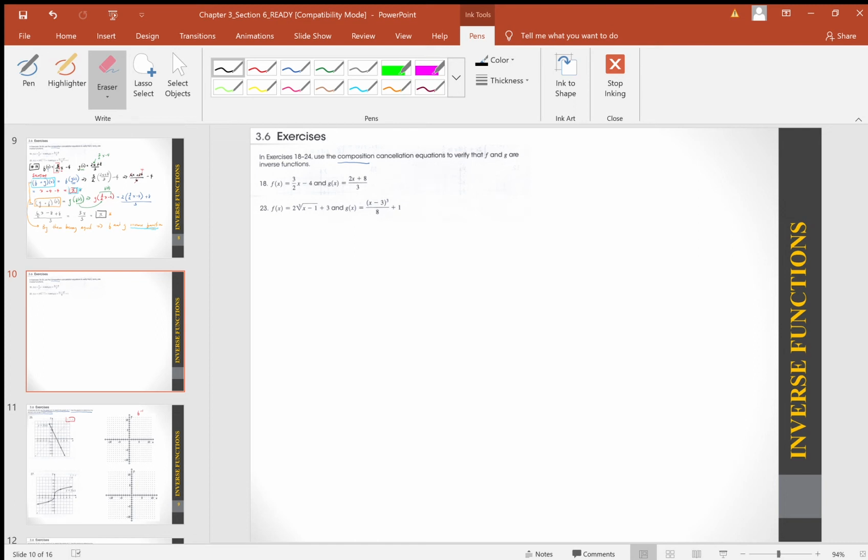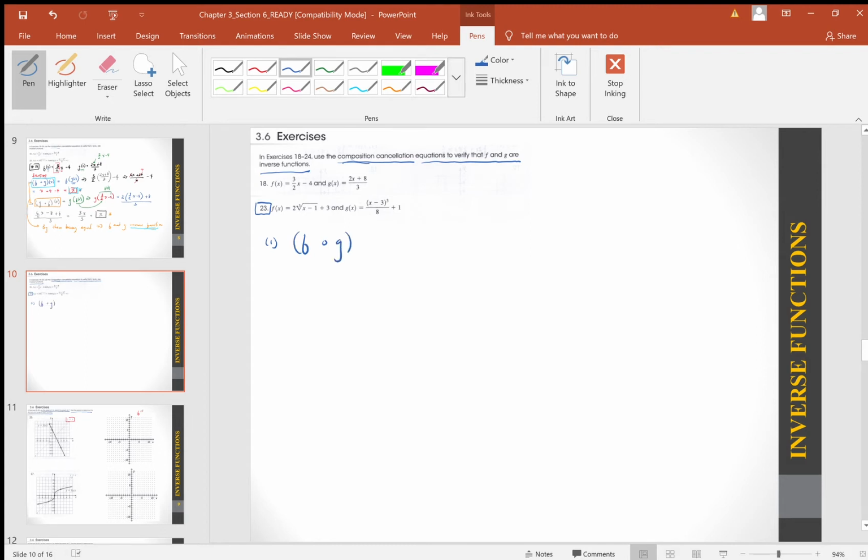Okay, class, let's continue with number 23. And again, they ask us to use the composition cancellation equation to verify that f and g are inverse functions. Okay, so for part one of this particular solution, we are going to look at the composition of f and g.